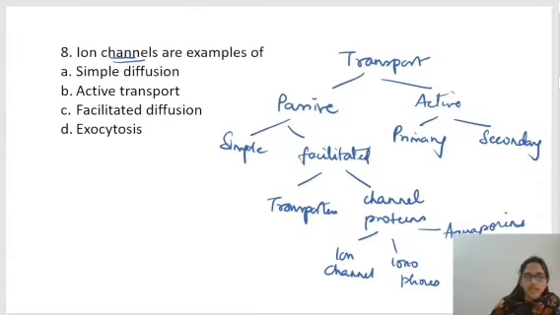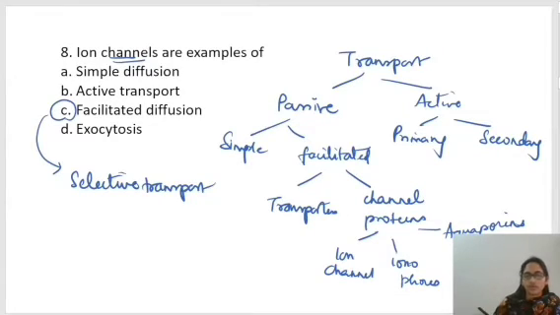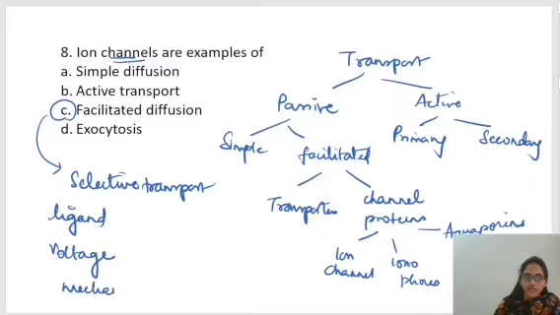Now, ion channels are examples of what? They are examples of facilitated diffusion. They are selective transport of ions, so only one particular ion can pass through an ion channel. What are the types of ion channels? They can be ligand gated, voltage gated or mechanical. So the ion channels are examples of facilitated diffusion.